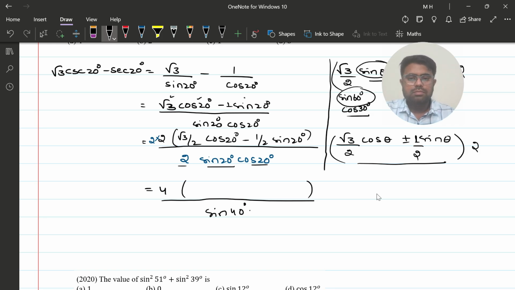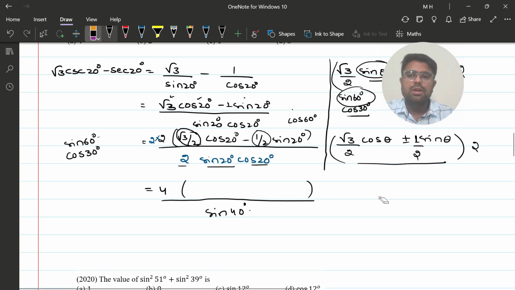Now you see, I can write down this root 3 by 2 as either sine 60 degree or cos 30 degree. Okay. So now I can write down this 1 by 2 as either sine 30 or cos 60. If I write it down as sine 30 and this as, just a minute, this is going to be cos, first I have to write down cos here, okay, sine 30.